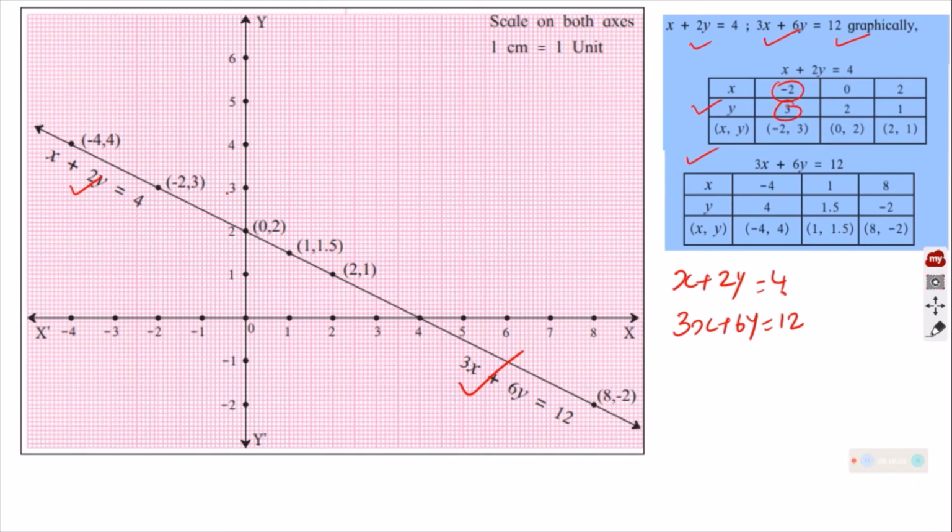-2 and 3 वो किधर है? इधर है. ये ग्राफ के अंदर 1 and 1.5 किधर है? वो भी इधर है. मतलब दो ग्राफ बनाया है, दो लाइन बनाया है, दो इक्वेशन ग्राफिकली रिप्रेजेंट किया है, बट ओनली वन लाइन यू कैन सी.